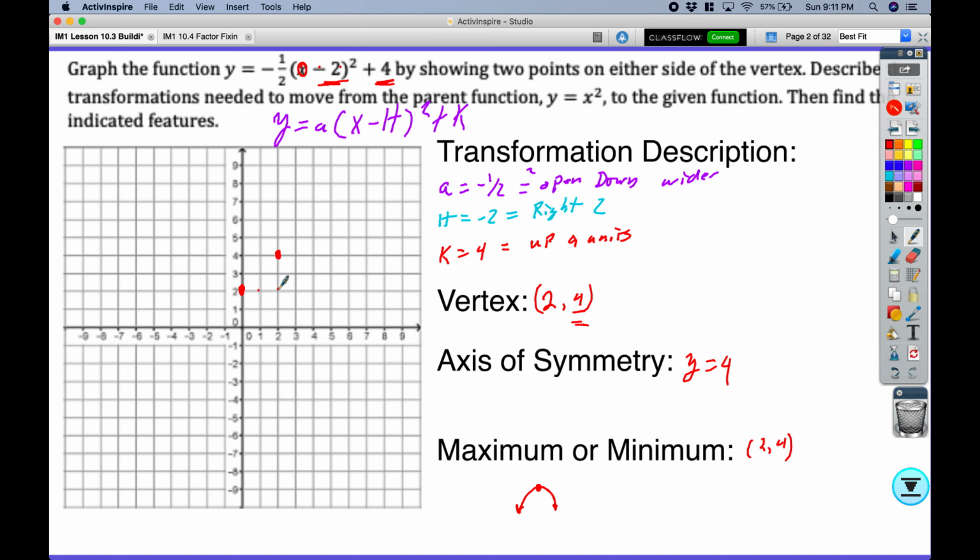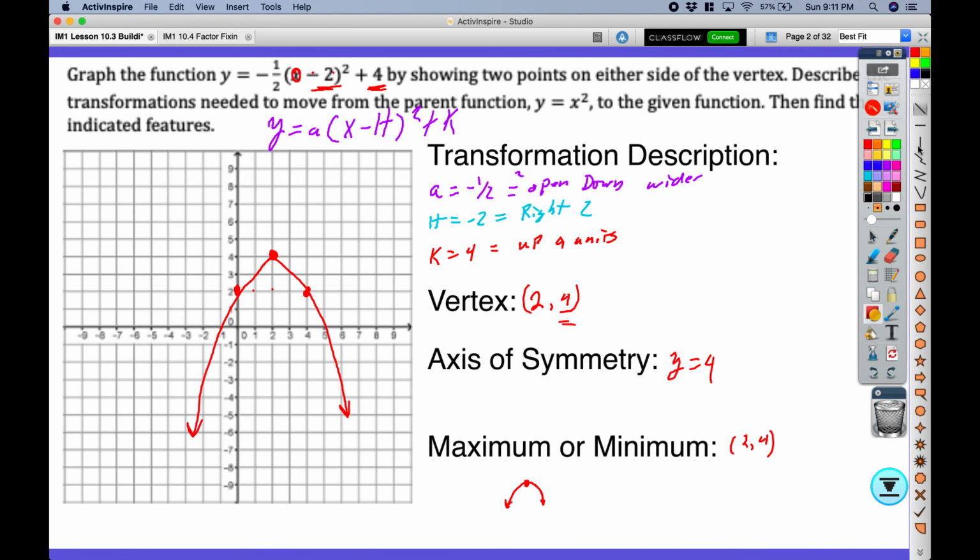So I'm 2 spots away from the axis of symmetry, so I go 2 spots over here. There you go. Okay, so that's good enough to graph. If I went ahead and graphed my parabola, here you can see all the features. It's going down, has a vertex of (2, 4). I actually have an axis of symmetry right here, which cuts my graph in half. And I went to the right 2 and up 4.